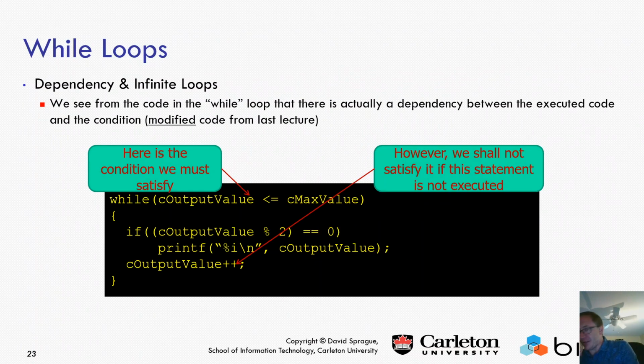There's a dependency thing that we also might have to worry about. So here's our condition that we need to satisfy. It's if the output value is less than the max value, what do we do? By the way, this is a modified version of the code from last time. The reason I'm wanting to modify it is because it's a bit more obvious, but I wanted to show a function being used for is even last time.